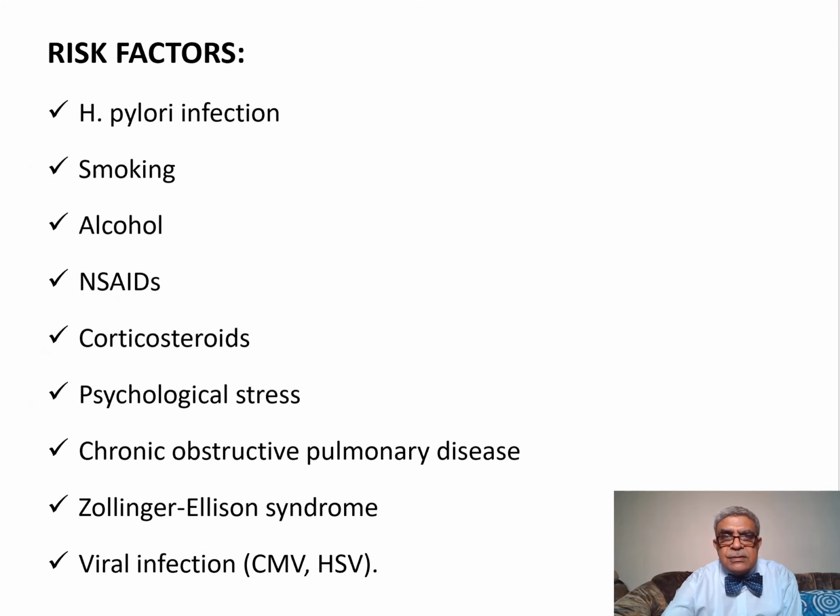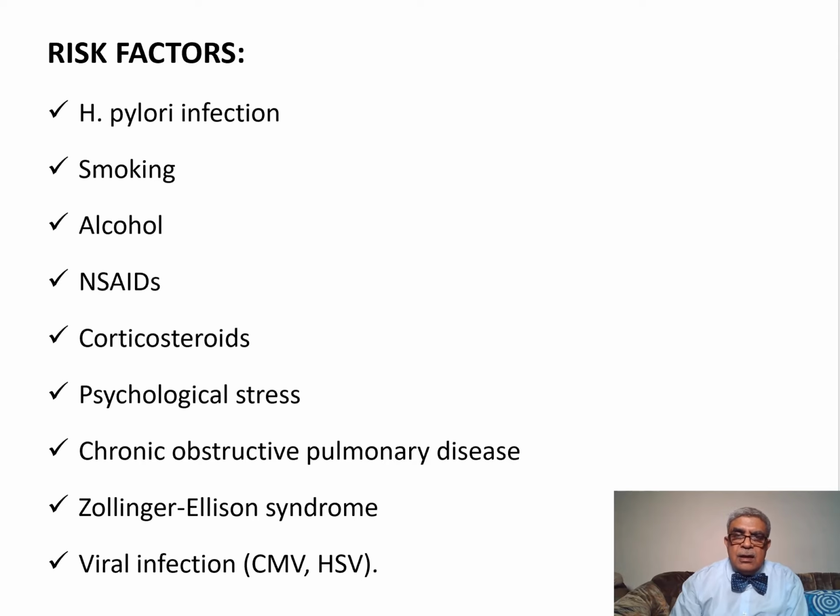There are many risk factors, and at the top of the list is H. pylori infection, smoking, alcohol intake, use of non-steroidal anti-inflammatory drugs, corticosteroid therapy, psychological stress, chronic obstructive pulmonary disease, Zollinger-Ellison syndrome, and viral infections like cytomegalovirus and herpes simplex virus. In Zollinger-Ellison syndrome, peptic ulcer disease of the stomach, duodenum, and jejunum can also be seen.